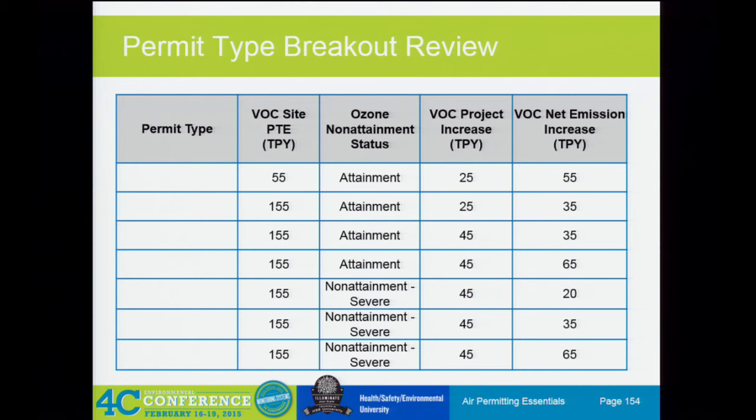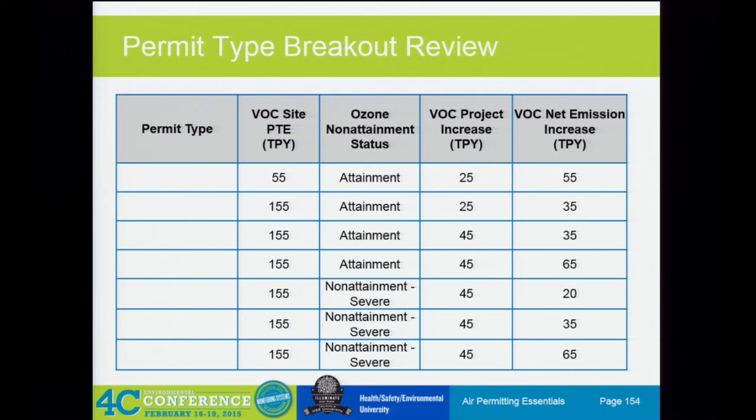And it's also notable that this net emission increase doesn't even matter. Really, just the net increase doesn't even matter because this was not a major source, or it was below the major source thresholds.